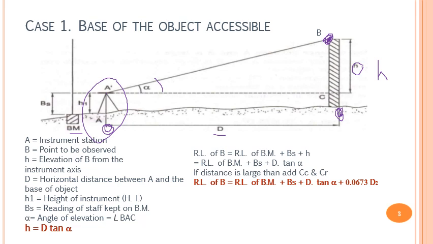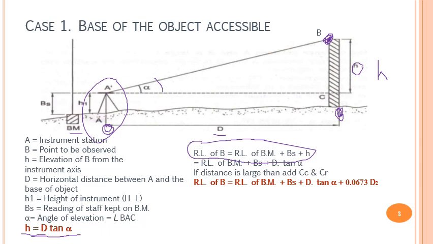Alpha is equal to the angle of elevation, which is angle BAC. Then h is equal to d tan alpha. From the trigonometric ratio, we obtain the relation h equals d tan alpha. Then RL of B is equal to RL of benchmark plus BS plus h, which is RL of benchmark plus BS plus d tan alpha, because h is equal to d tan alpha.